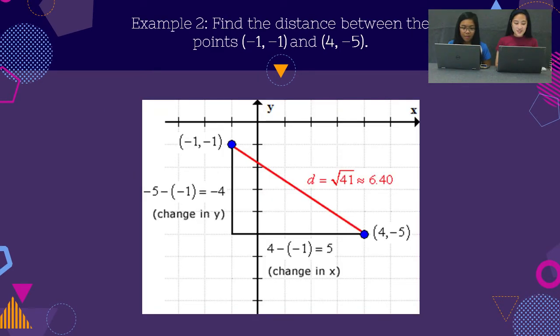Here is the graph of our example number 2. We have the points that are given, which are (-1, -1) and (4, -5). We plot those points, and using the distance we got, we connect them, and that would be the square root of 41. But if you wanted to be more accurate, you could plug this into your calculator, and eventually you'd get 6.40.